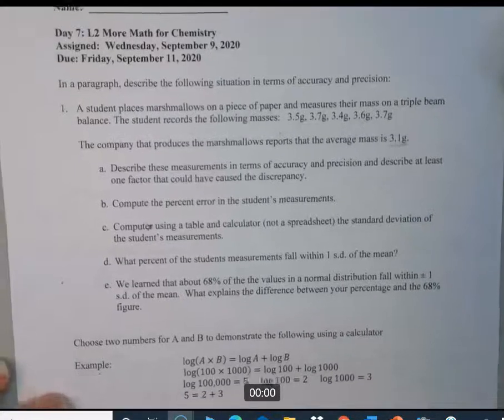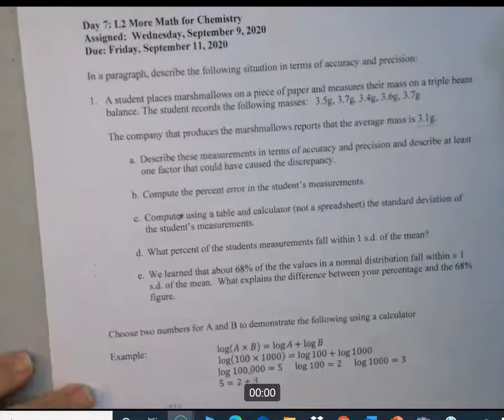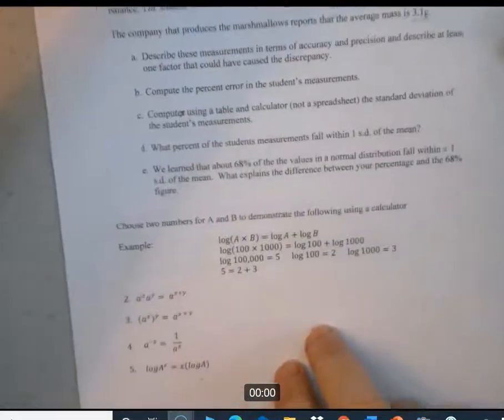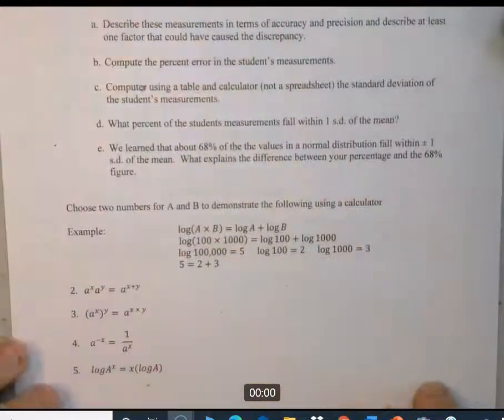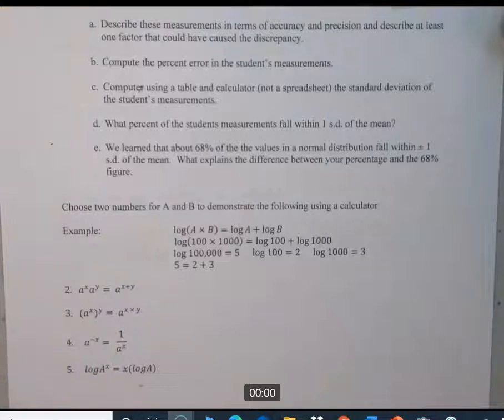Okay, now I'm going to give you some problems on logarithms. And what I wanted you to do is go to the slide or the part of the video that shows you the principles of logarithms. So I'm going to go ahead and pull that up.